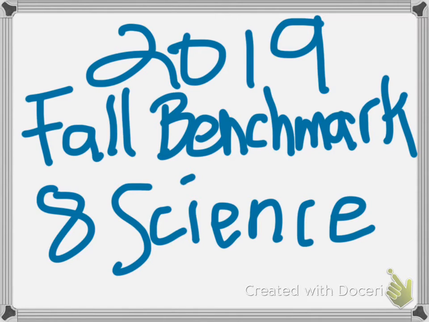Number 20. A balance and a graduated cylinder are used to determine the density of a mineral sample. The sample has a mass of 14.7 grams and a volume of 2.2 cubic centimeters. What is the density of the mineral sample?